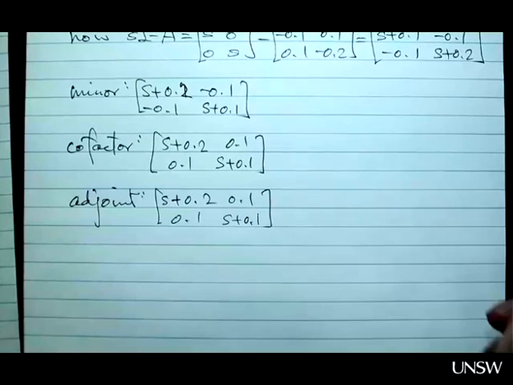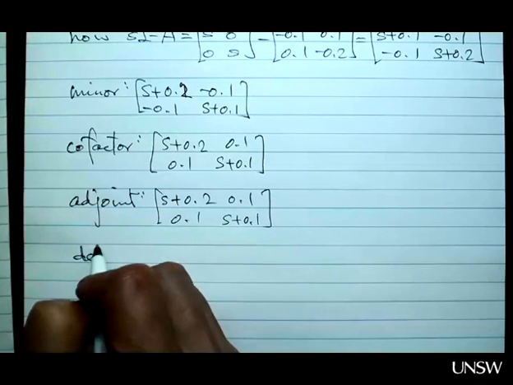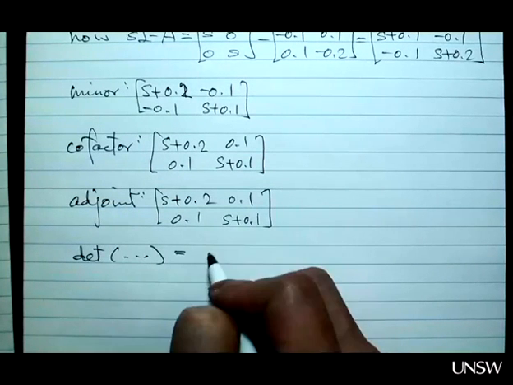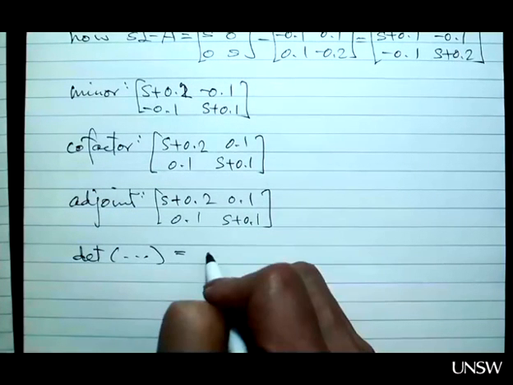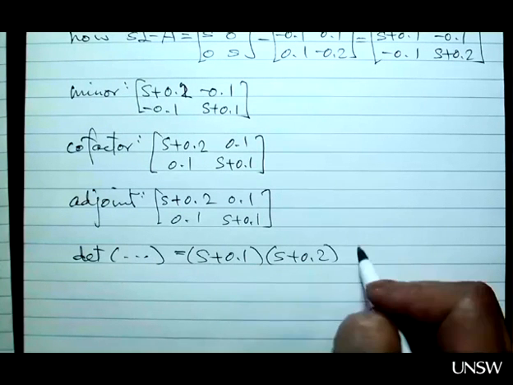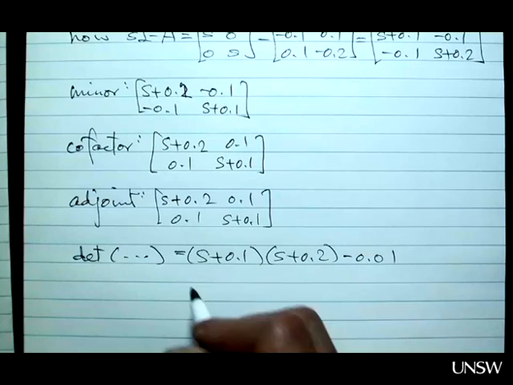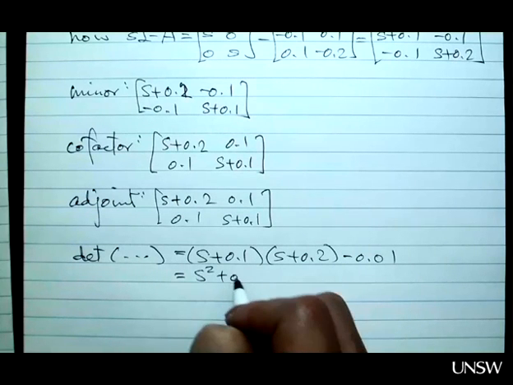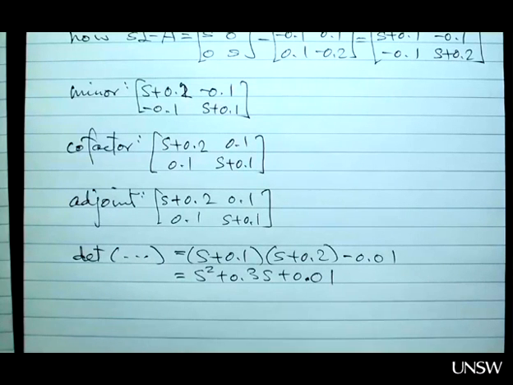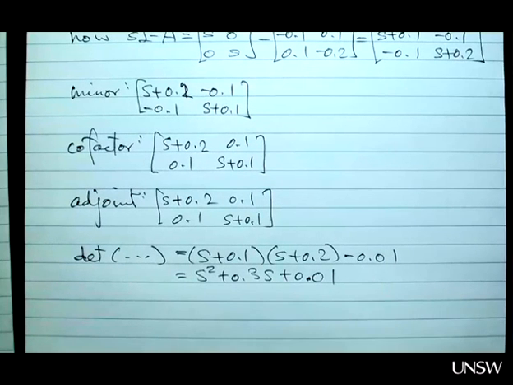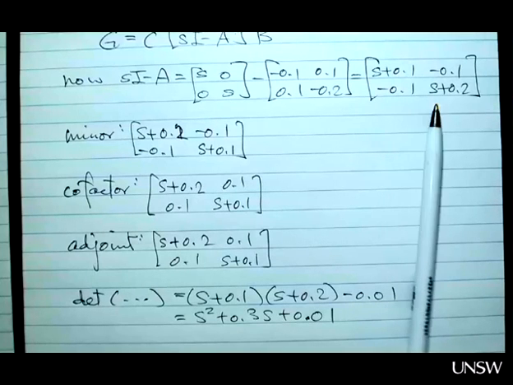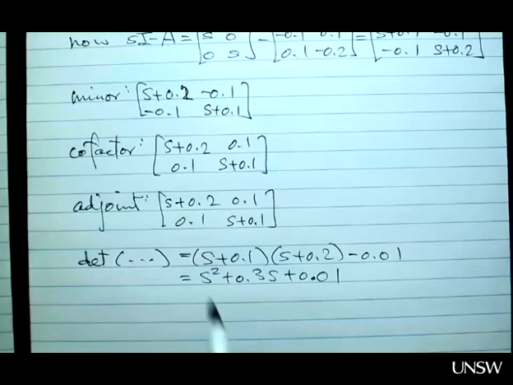Then we find the determinant of the matrix. So it is s plus 0.1, s plus 0.2, and then minus 0.01. So this is the determinant obtained for this matrix here, sI minus A. Determinant of sI minus A.